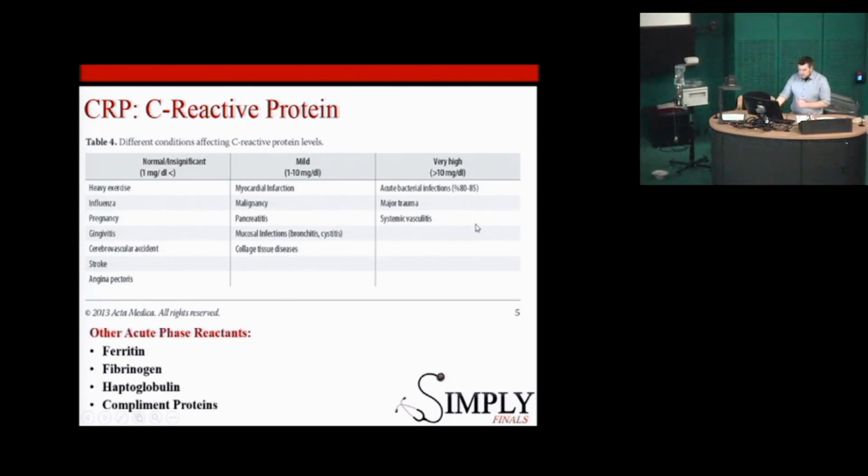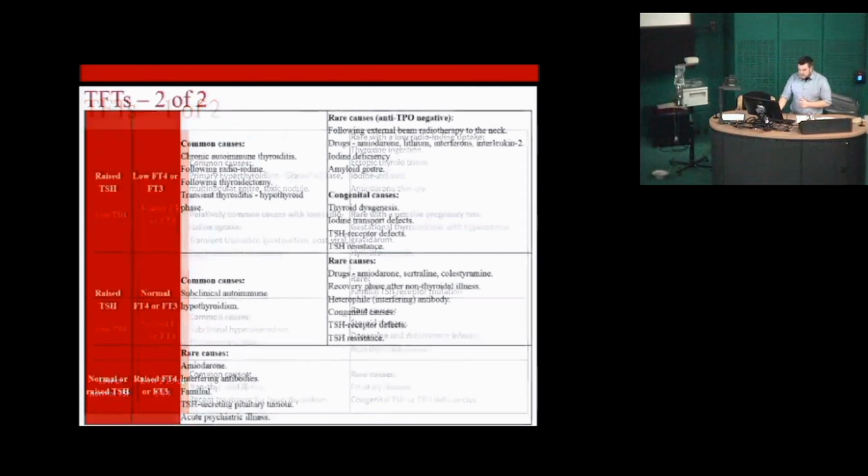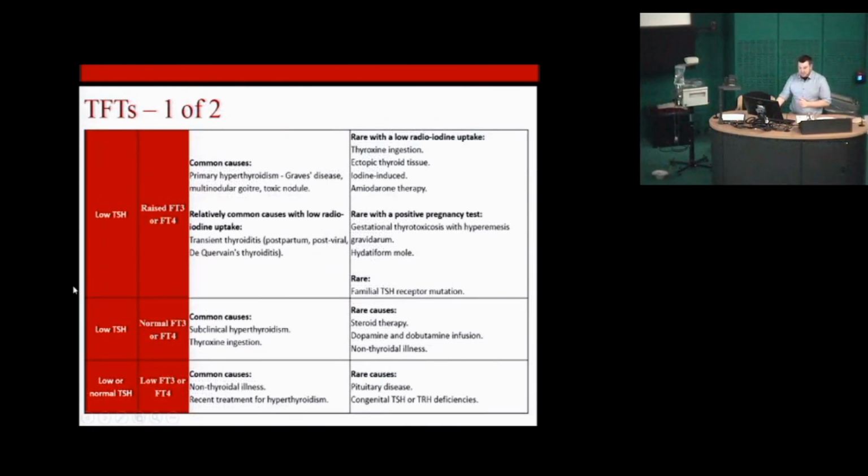The other acute phase reactants that we've touched on, these are all things that go up. Ferritin, the point from last week, is that you can't really rely on a ferritin level as a marker of iron status in someone that's acutely unwell, because it might just be up because of their illness. TFTs, these two summary tables here go through all the different combinations between TSH and T4 and T3. I'm not going to labour the point.